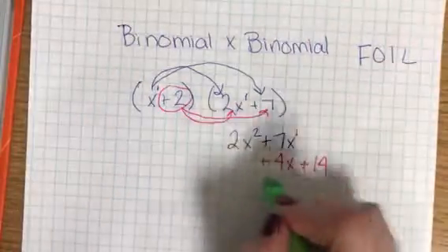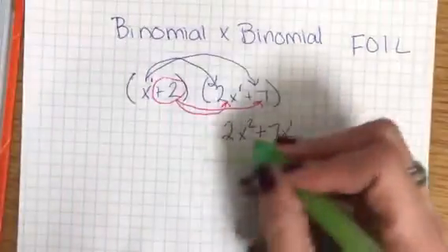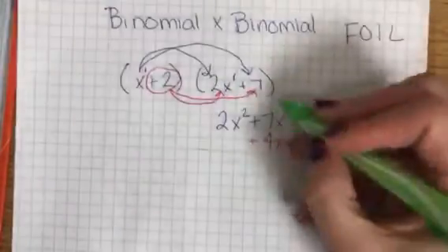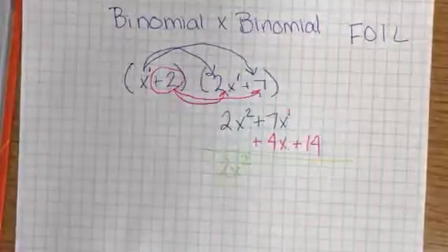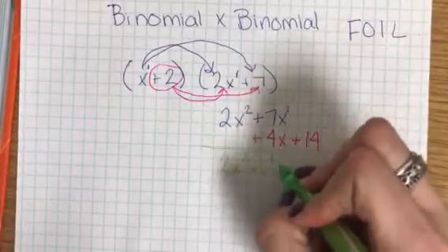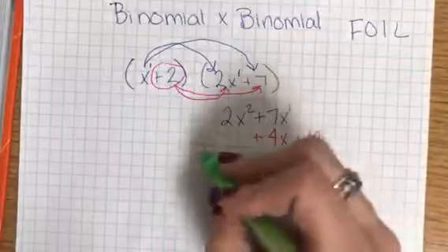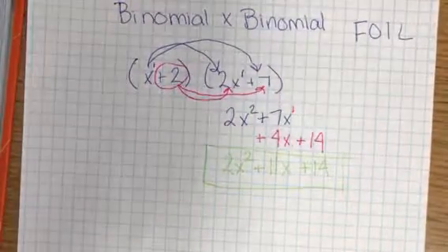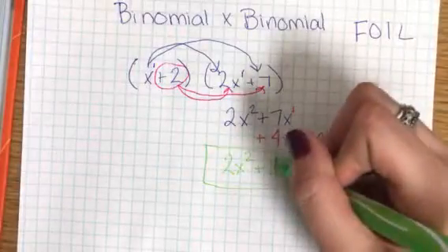Once I've done that, now I'm going to go back to adding and subtracting polynomials. I'm going to combine my like terms. Since I wrote this stacked, this is nice and neat, everything comes straight down. 2x squared has nothing to combine with. 7x plus 4x gives me an 11x. And then a 14. So our final answer will be 2x squared plus 11x plus 14.